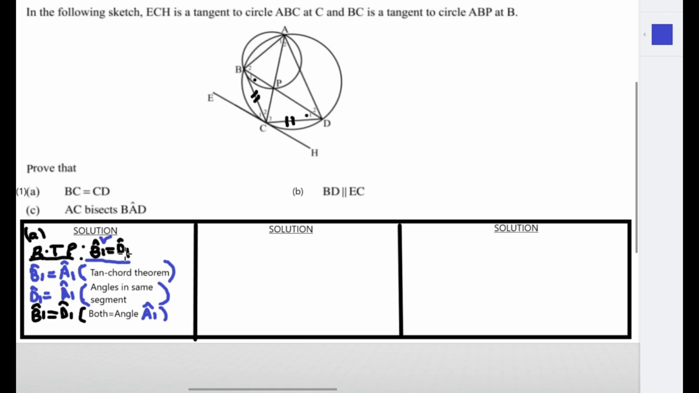All right. Why are we saying that? Because both of them are equal to angle A1. Look at that. B1 equals A1, D1 is equal to A1. So both of them are equal to angle A1. Now remember to conclude with the question itself.